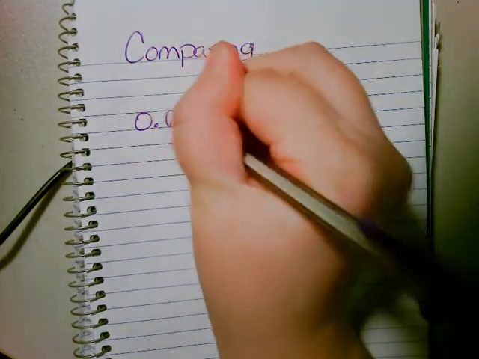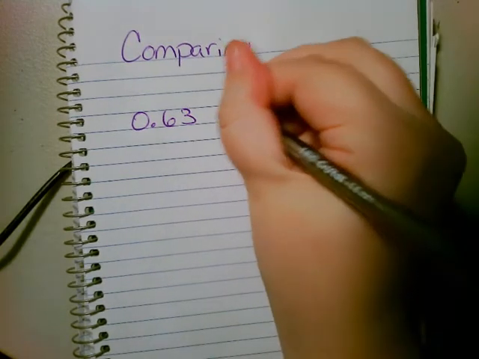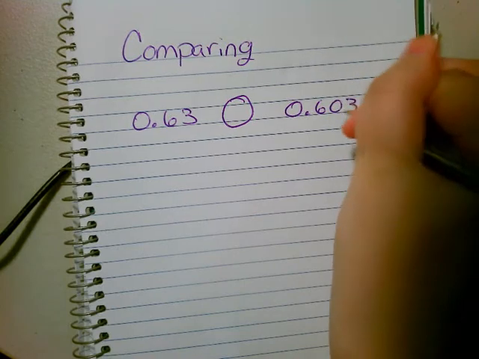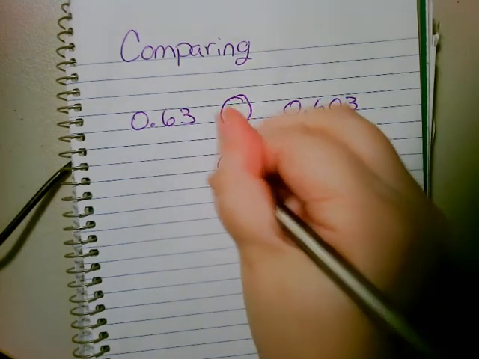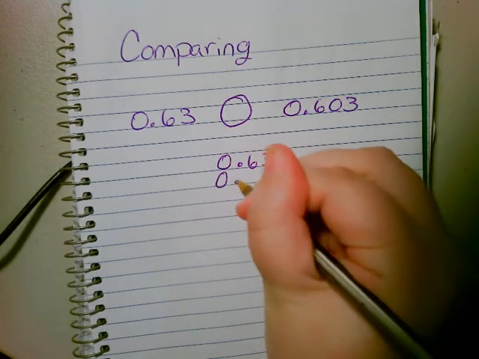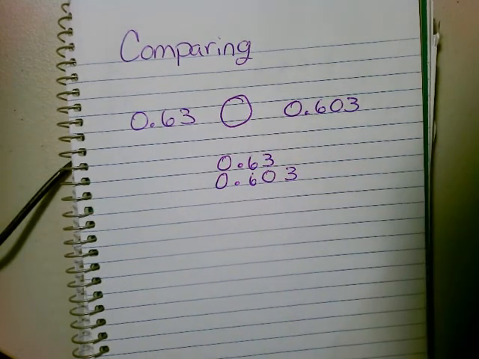So if I have 0.63 or 63 hundredths, and I want to compare it to 603 thousandths. The first thing I'm going to have to do is make sure that they are aligned with each other. So I'm going to write them one on top of each other and keep the decimals in the same place. So line those decimals up.